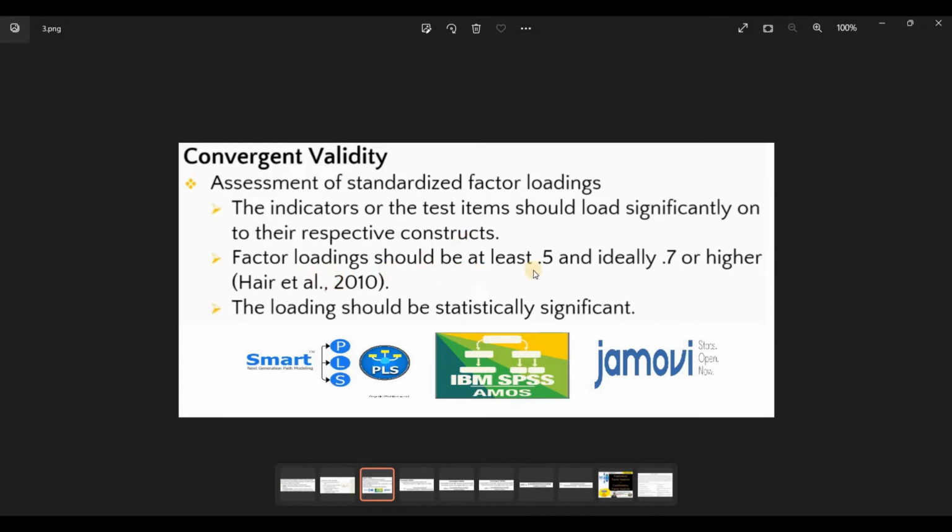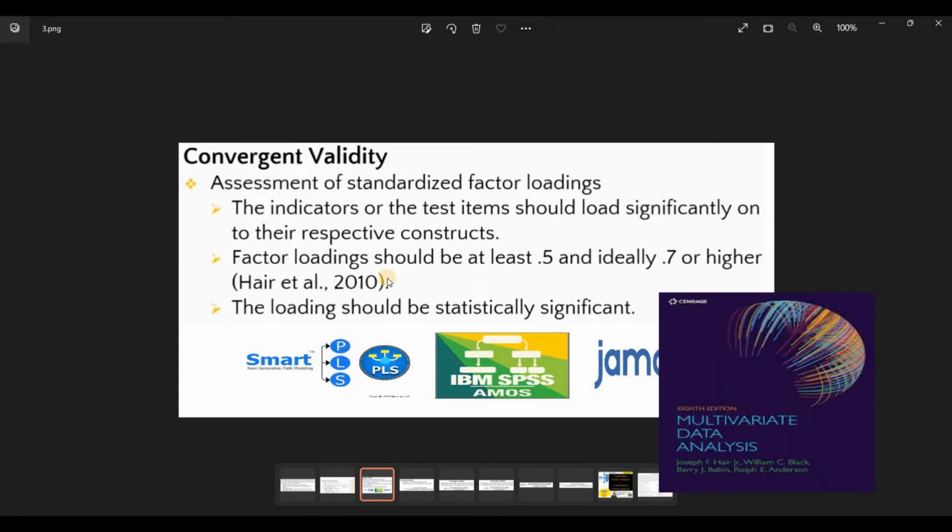And then factor loading should be at least 0.5. If there's a 0.5 or higher, that's good, and if there's a 0.7 or higher, that's ideally good. The loading should also be statistically significant, which means the p-value should be less than 0.05. These are recommendations from Hair et al. 2010, a famous book, Multivariate Data Analysis.